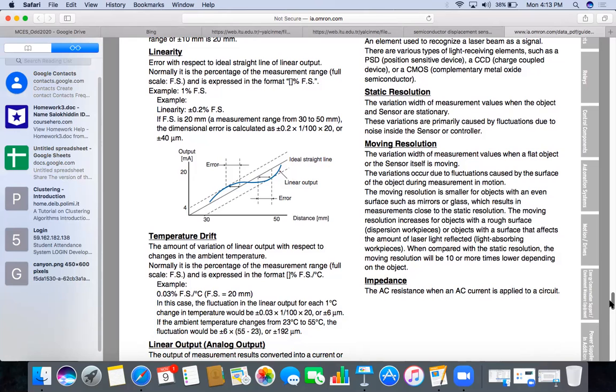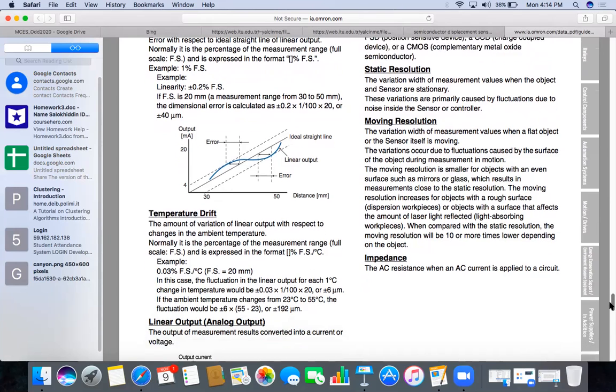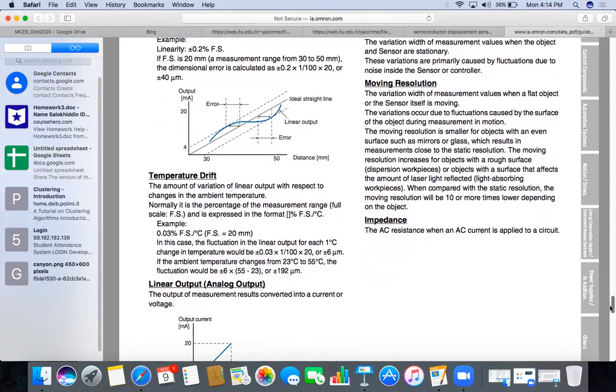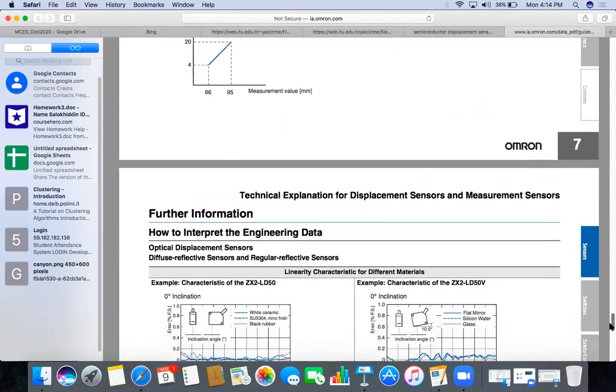The moving resolution increases for objects with a rough surface, dispersion workpieces, or objects with a surface that affects the amount of reflected laser light, such as light absorbing workpieces. When compared with the static resolution, the moving resolution will be 10 or more times lower depending on the object. Impedance. The AC resistance when an AC current is applied to a circuit.